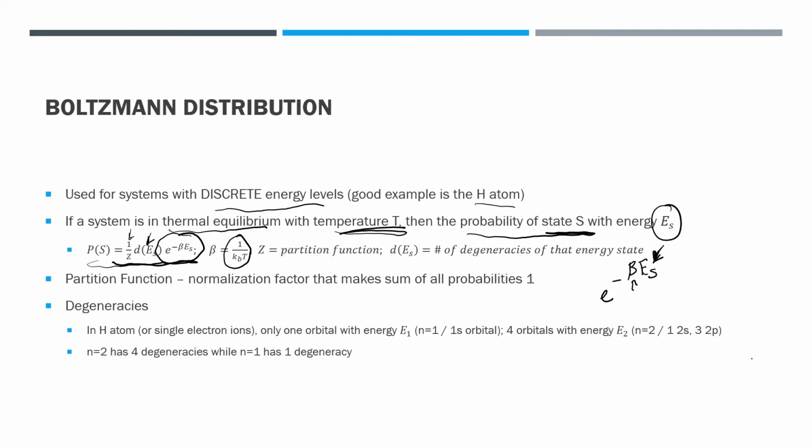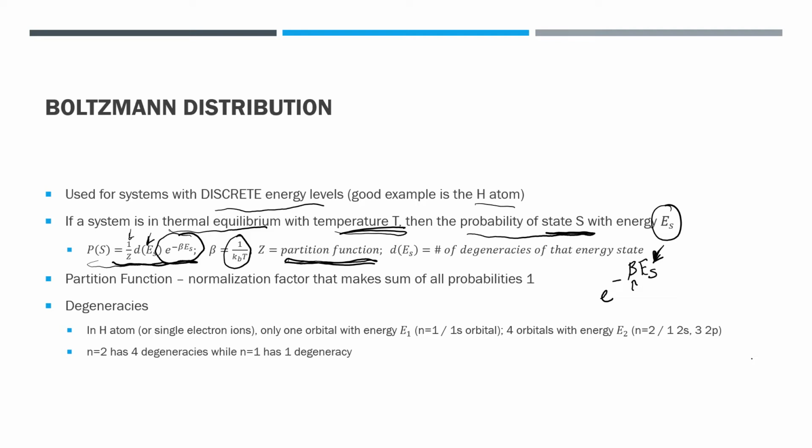Now let's talk about what our Z term is, our 1 over Z. Z is called the partition function, and this is common terminology you might hear. The partition function is just a normalization factor, and all this does is make sure that the sum of all the probabilities across all the different energy states is equal to 1, because that's how a probability is defined. The sum of all the probabilities must be equal to 1.